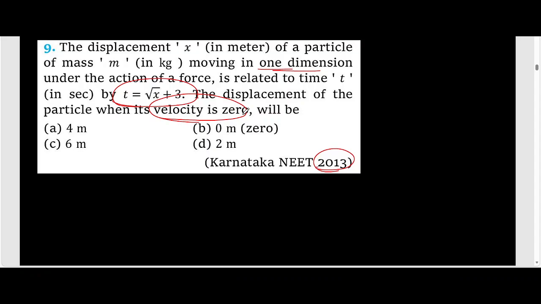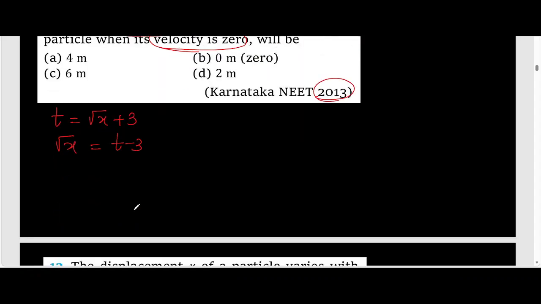So how do you find the velocity? Question says velocity is 0, but how do you find the velocity first? You have to differentiate the displacement with respect to time, right? So take this expression, t is equal to root x plus 3. So take root x, what will it be? It will be t minus 3. We want x, not root x. So do squaring on both sides. So you get x is equal to t minus 3 whole square. Now this is the expression for displacement.